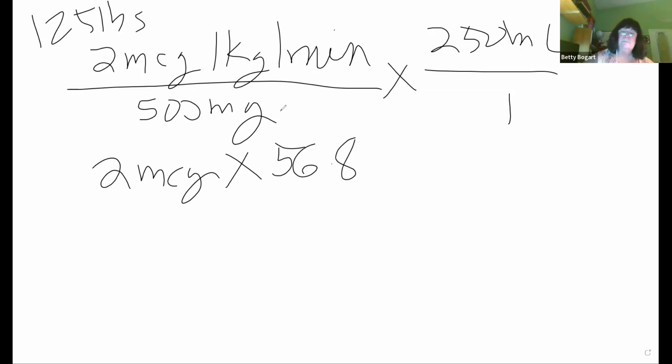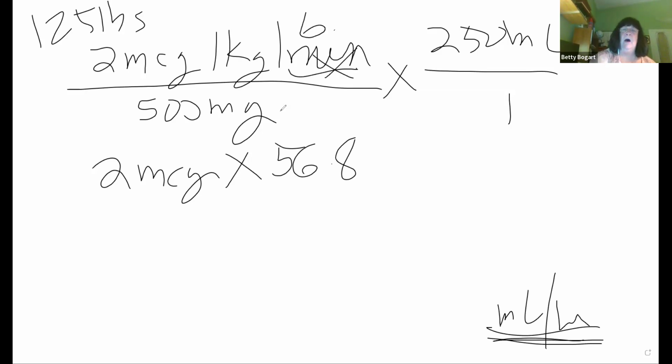56.8. And remember, we want mLs per hour again. That's what our question's asking for. So minutes we don't need. We need an hour. So we're going to make that a 60. If it's already 2 mics per kilo per hour, you do nothing. If it's minutes, you multiply it by 60. All right, times 250, we're good.